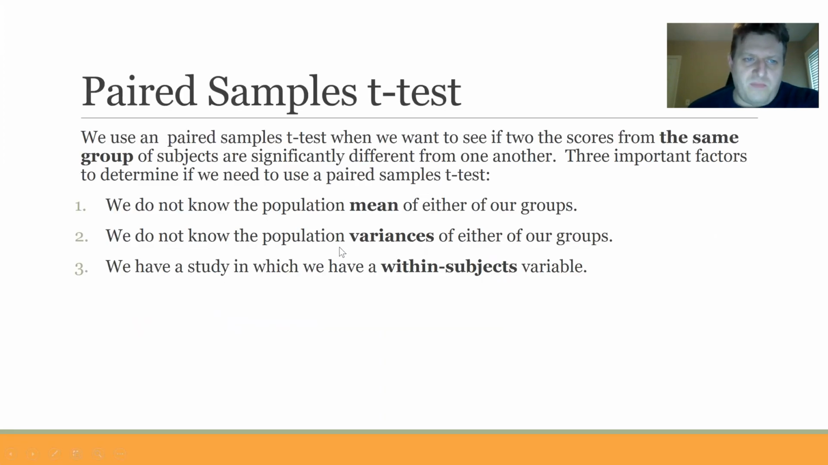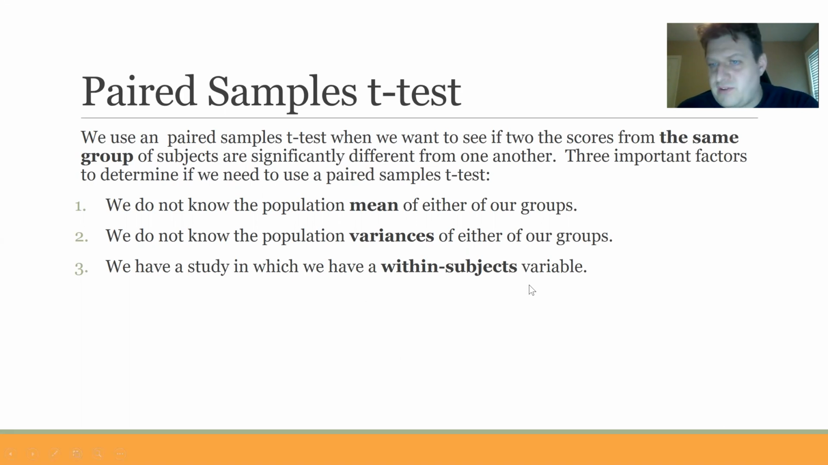We use the paired samples t-test if we want to see if two scores from the same group of subjects are significantly different from one another. So maybe we do a longitudinal study and we have subjects at age 6 and age 7, and we want to see if there's a significant difference in performance between those two. Maybe we do a within subjects experimental design, and people in the experimental group then go and perform in the control group. So same subjects, but we measure their dependent variable multiple times. We want to compare those dependent variables to see if they are significantly different from one another.